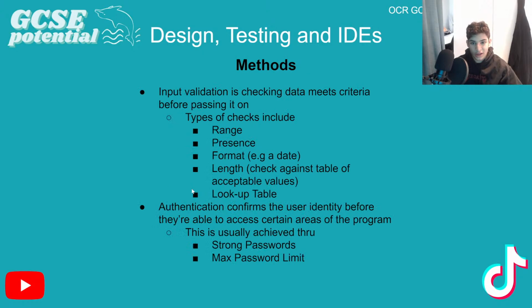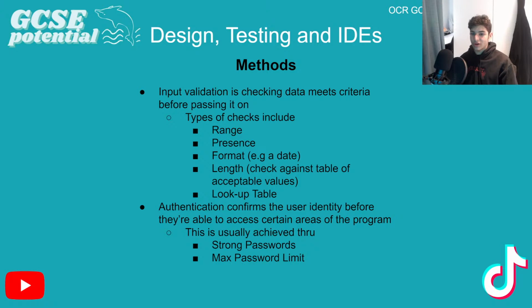Right. So methods, authentication, and input validation. So there are 5 different checks which you can perform when you're doing input validation. And input validation is basically just checking that the data that's being inputted by the user meets certain criteria which you designate. So range, so that's the range of different things which you would allow to be inputted. So if it's not within that, then obviously you won't let it go through. Presence is whether there actually is data inputted or not. So if someone inputs nothing, then obviously the presence isn't there. So it checks for that.